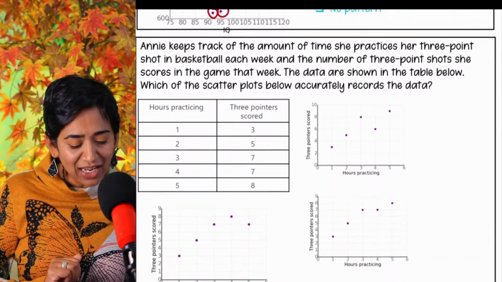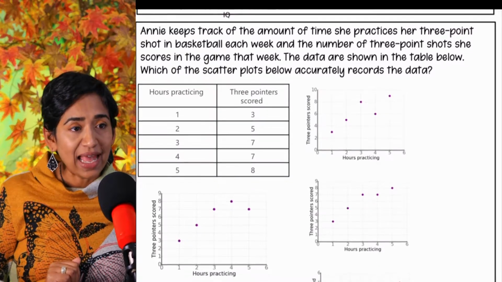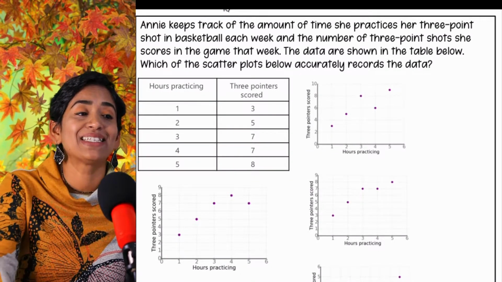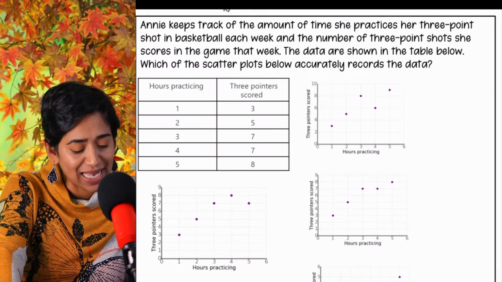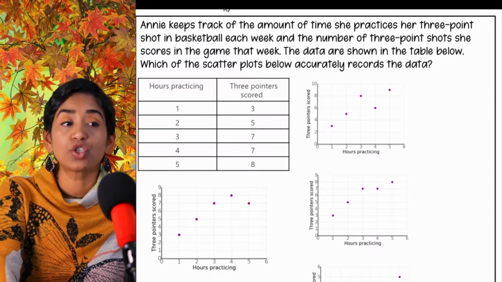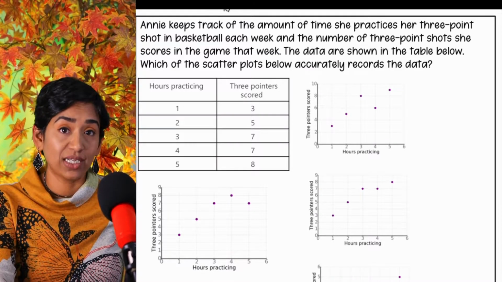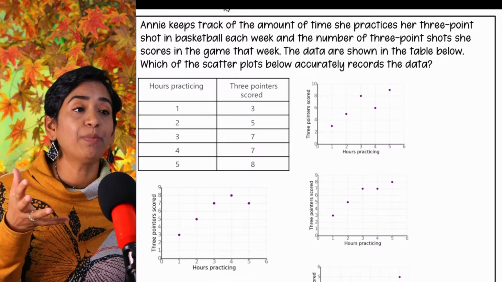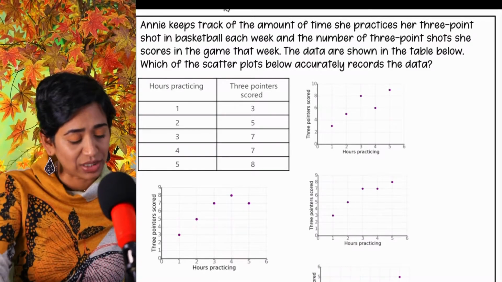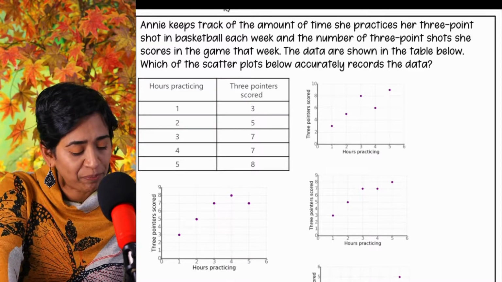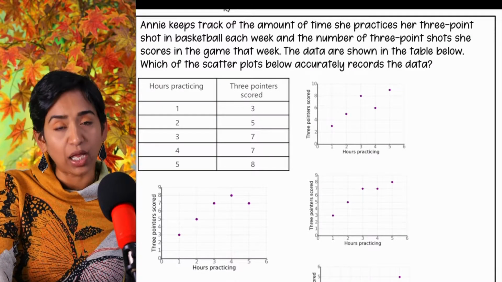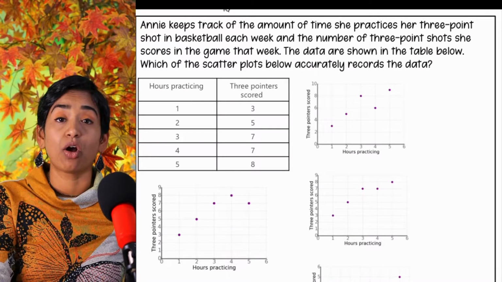All right, now let's go ahead and take a look at the next one here. Annie keeps track of the amount of time she practices her three-point shot in basketball each week and the number of three-point shots she scores in the game that week. That's very good. So she's not only keeping score of her three-pointers, but the amount of shots that she scores in that particular week as well. The data are shown in the table below. Which of the scatter plots below accurately record the data?